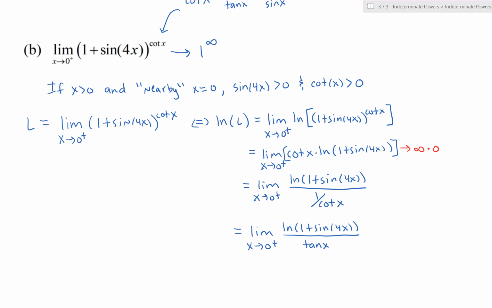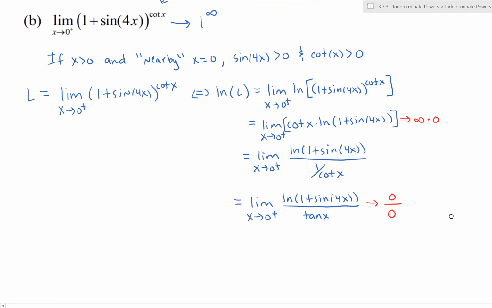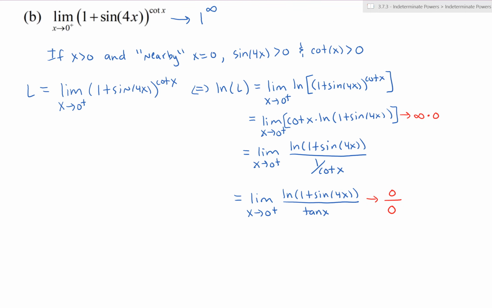Well, in the numerator, as x goes to 0 from the right, the numerator is going to go to 0. And in the denominator, as x goes to 0 from the right, the tangent function also goes to 0. So now we have it in the form that we want to use, and that's the indeterminate form 0 over 0, for which we can go ahead and apply L'Hopital's rule. So let's apply L'Hopital's rule here.